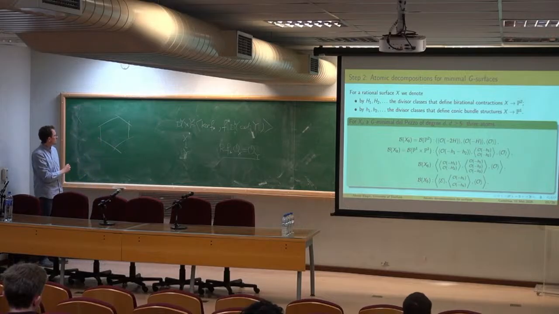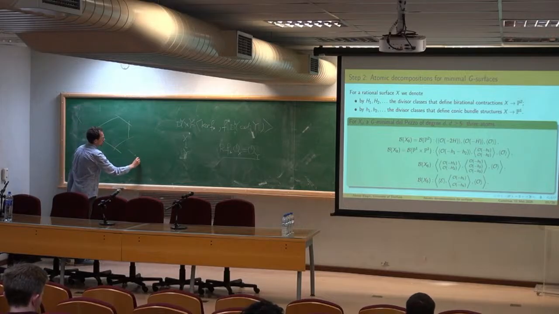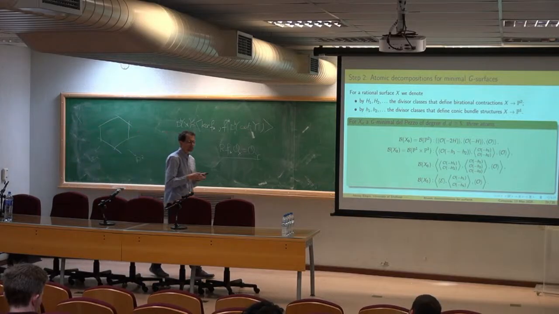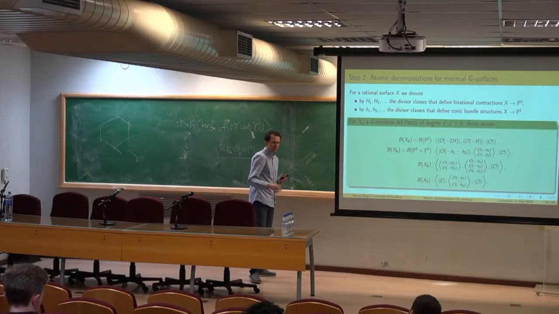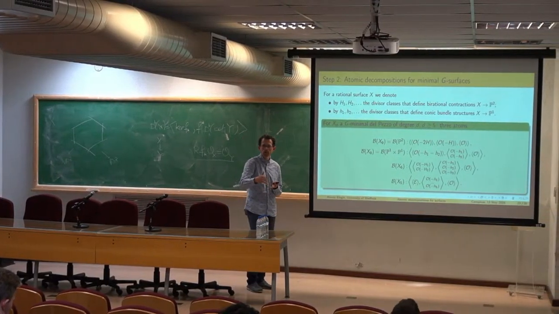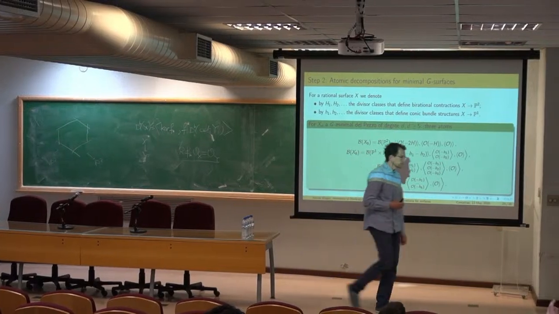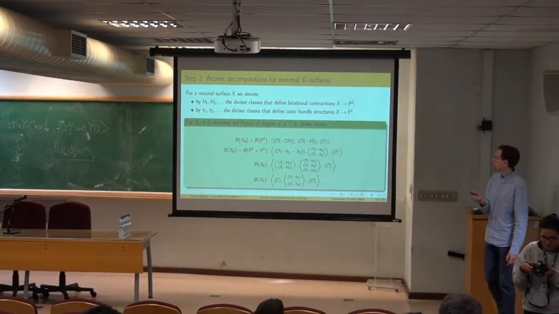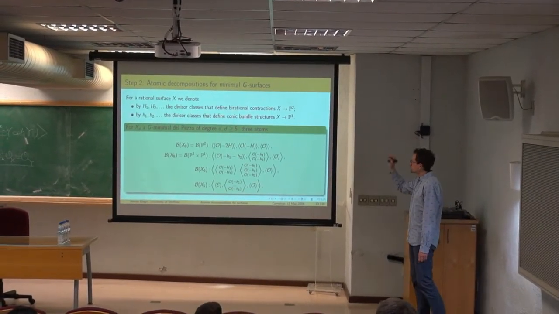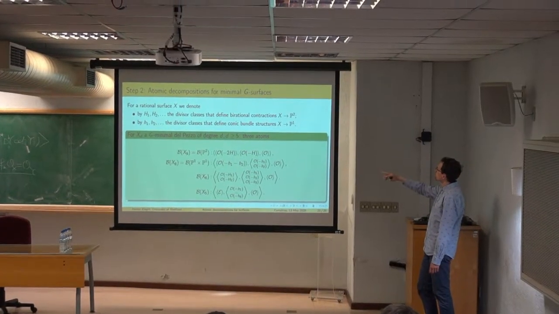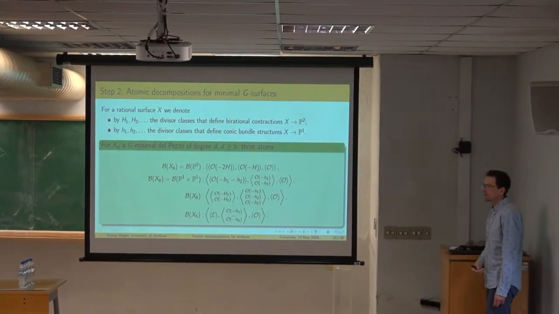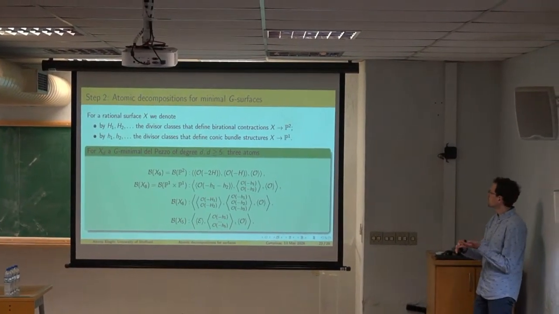And there are 3 conic bundle structures on such X. Essentially they correspond to projections from the 3 points on the plane that I have blown up. They become regular on X and they give 3 conic bundle structures. So these are H small 1, 2, 3. Having this notation, I can introduce atomic decompositions for 4 possible cases: P2, P1 times P1, and Del Pezzo surfaces of degrees 6 and 5.